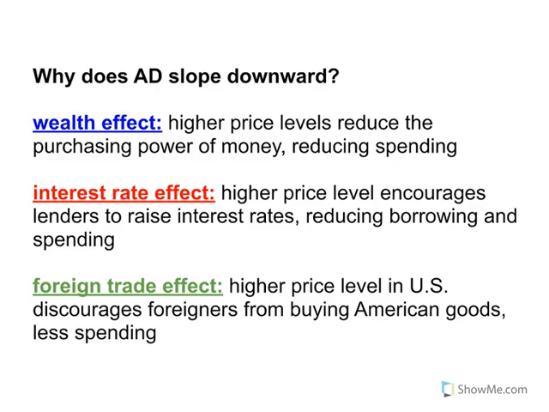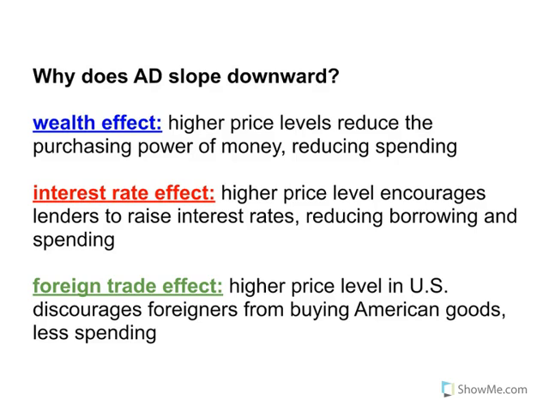The first one is called the wealth effect. This is the idea that a higher price level reduces the purchasing power of money. Remember, we talked about purchasing power being how many goods or services your money can buy, and that reduces spending. If my money doesn't go as far, I can't buy as much, and therefore real GDP is going to decrease as the price level increases.